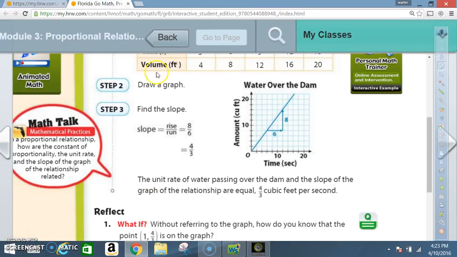So after making our table, drawing that graph, and finding the slope, we find the unit rate of water passing over the dam and the slope of the graph of the relationships are equal, 4/3 cubic feet per second.